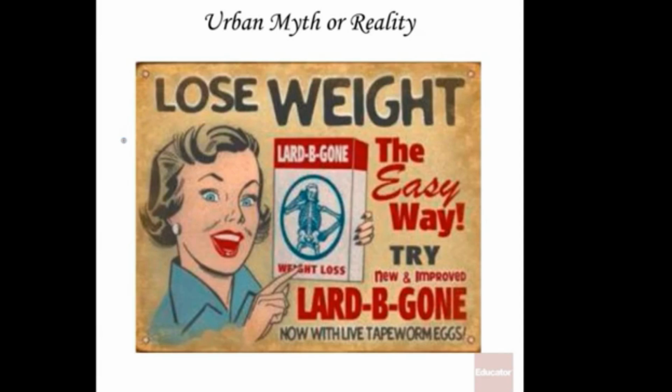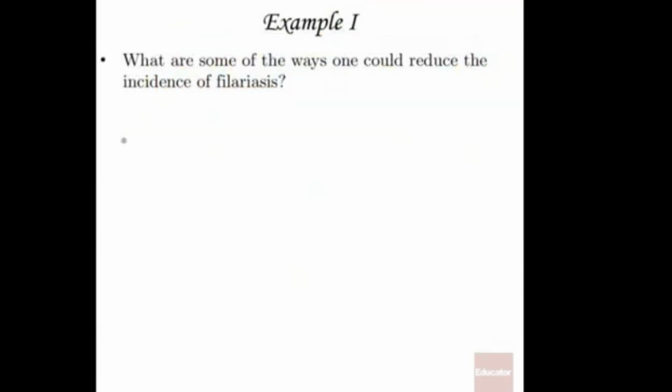Frighteningly enough, it is a reality. Okay, so our first question of the day is, what are some of the ways one could reduce the incidence of filariasis? Okay, so remember, what is filariasis? It's that helminth that lives in the lymphatic tissue. Okay, so how is filariasis, how are those Wuchereria bancrofti worms transmitted?